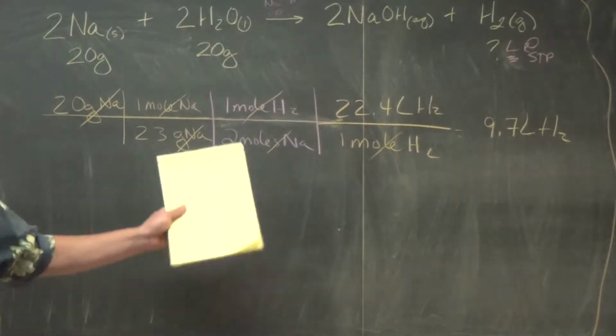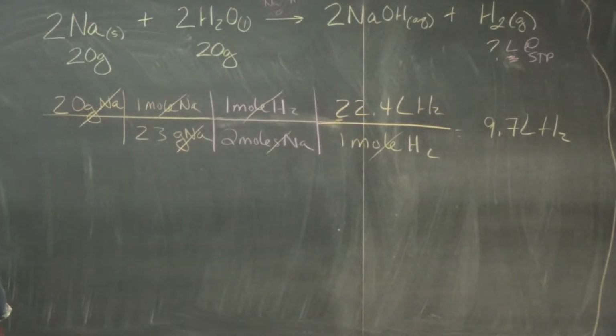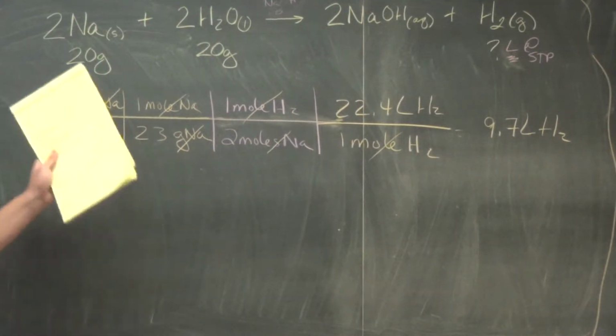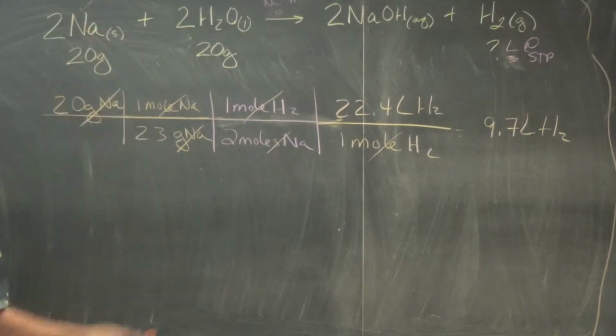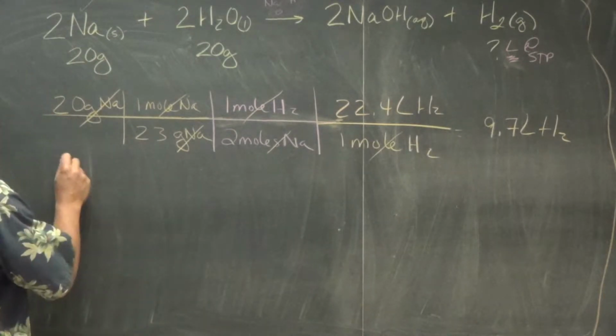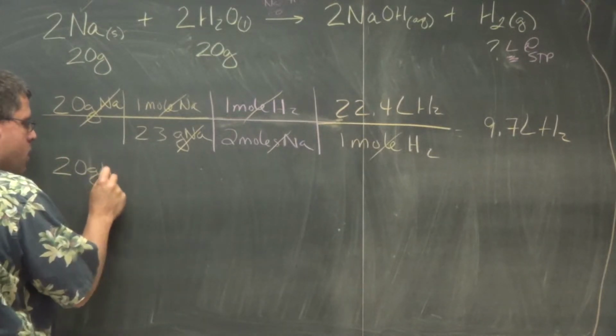Okay, that doesn't tell me anything yet. I have to determine what's the limiting reagent first. So we've taken care of that so far. So now let's analyze the water. So again, write down the given: 20 grams of water.